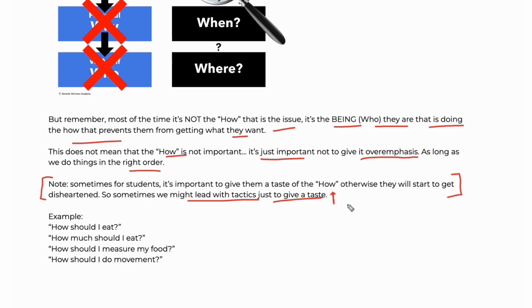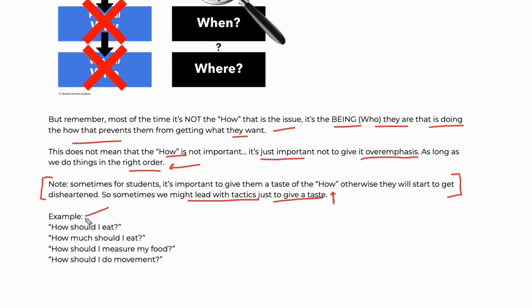You have to give them a little bit of a taste of that. Otherwise, students might end up getting disheartened, right? So you've got to lead a little bit with the tactics and then go into what it is that they need. I just want to emphasize that we're talking about the how in the correct order, but sometimes we do lead with the how in order to give students a taste of what it is that they actually want.